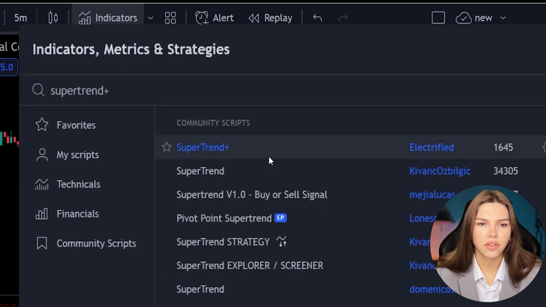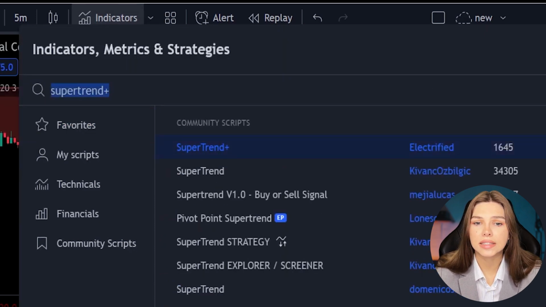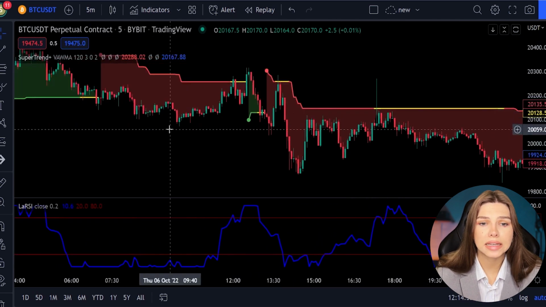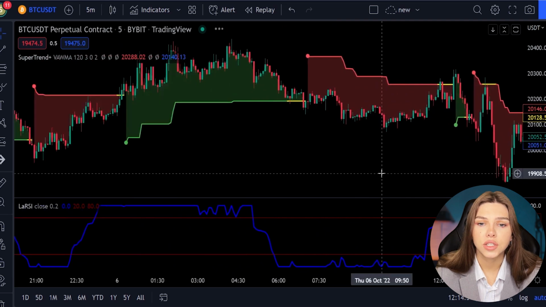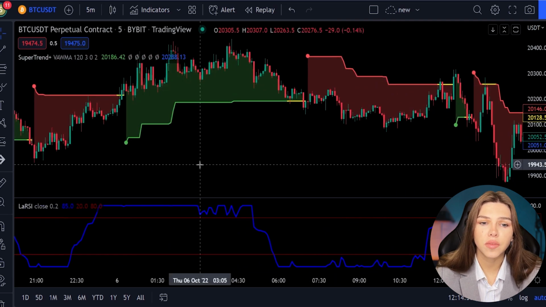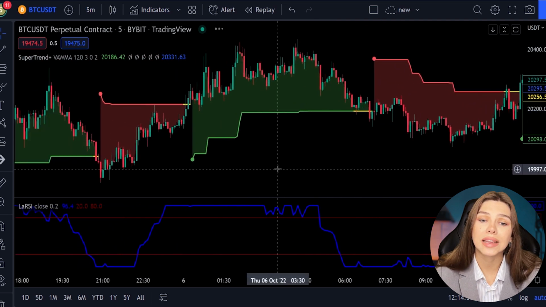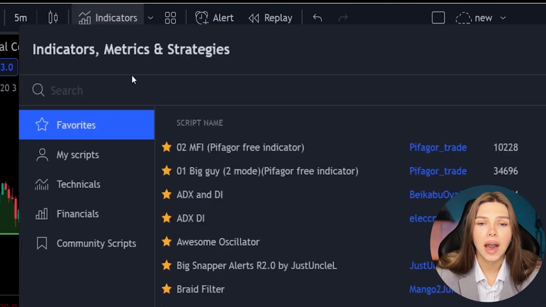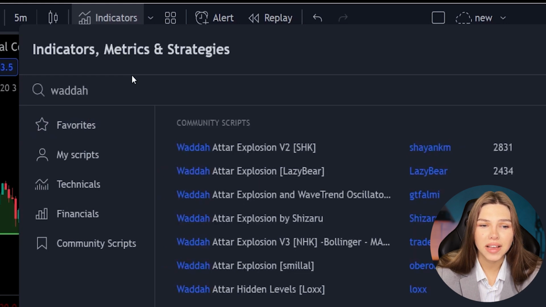The second indicator we're going to be adding is the Super Trend Plus. It basically aggregates many buy-sell signals and confirmations, and combining them provides a strong buy-sell signal or a trend confirmation. So this one mainly helps in trend confirmation and increases profit rate as a result. The third indicator we're going to add is Water Explosion. This one is by Shanky M.